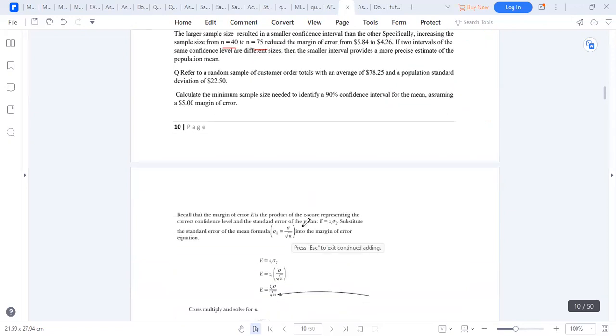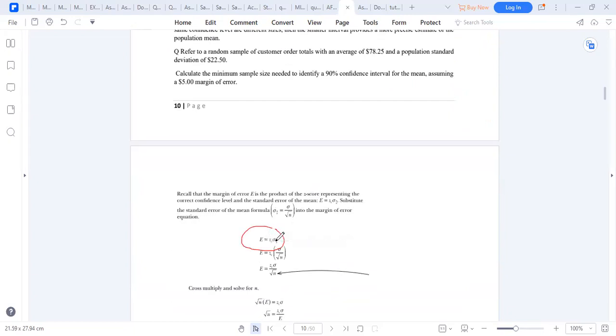So this is called the margin of error, where you calculate the z times the standard error. We get the margin of error.